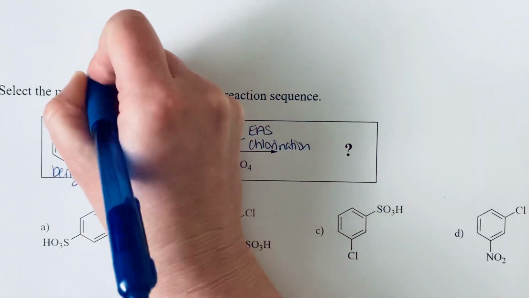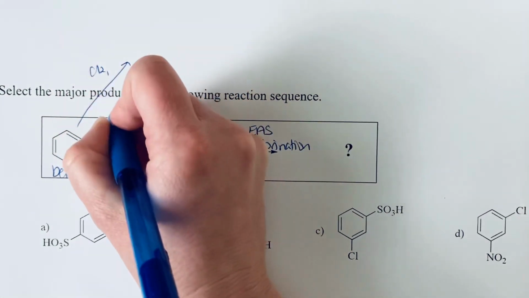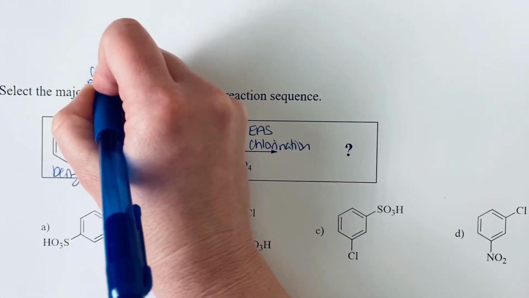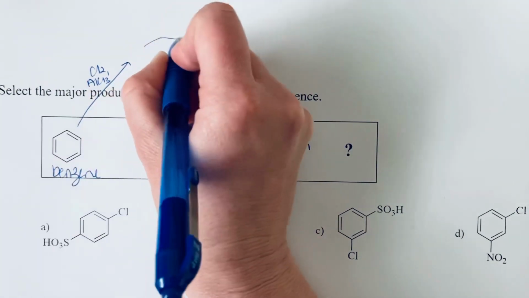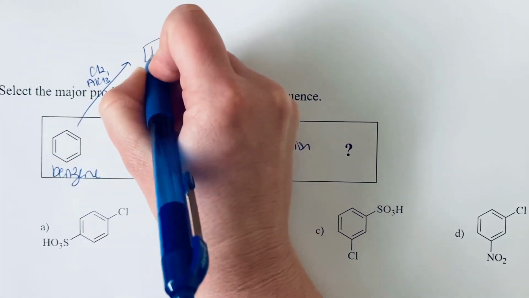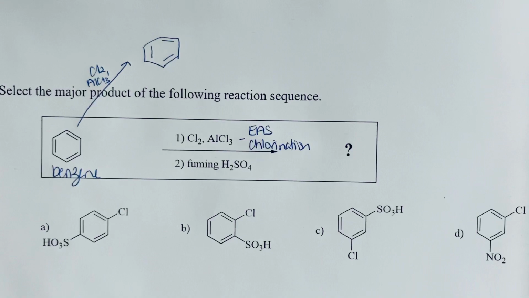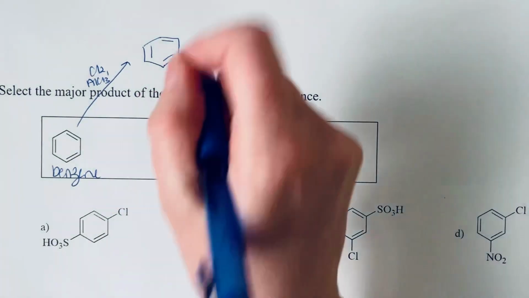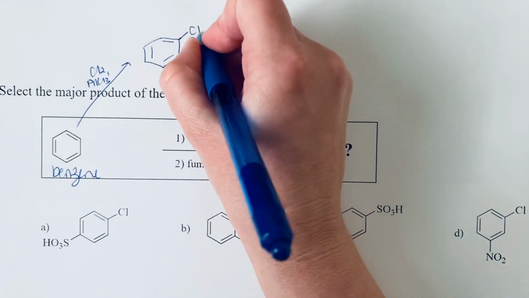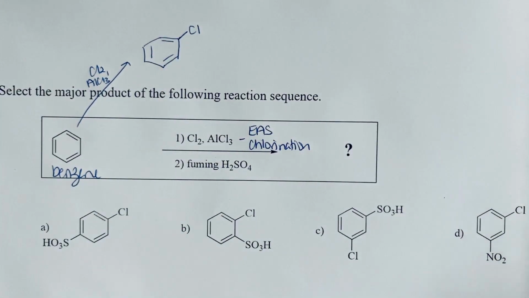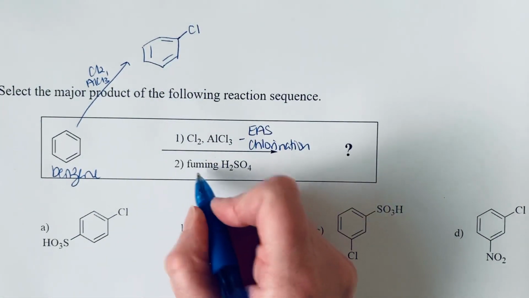So after this first step with our chlorine and the Lewis acid catalyst, we will have replaced one of the hydrogens on the benzene ring with a chlorine. And since this was initially unsubstituted, it doesn't matter where we put the chlorine, we can put it anywhere at all on the ring. And then we want to take a look at the second set of conditions.